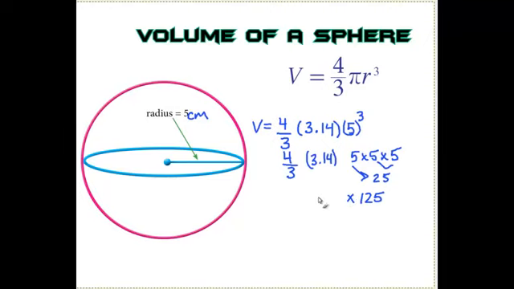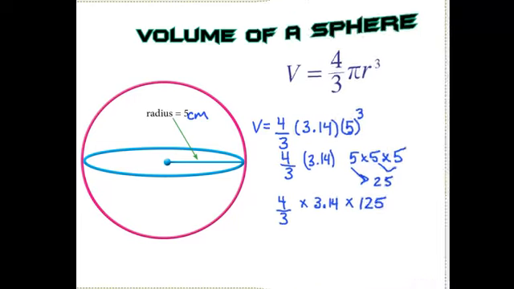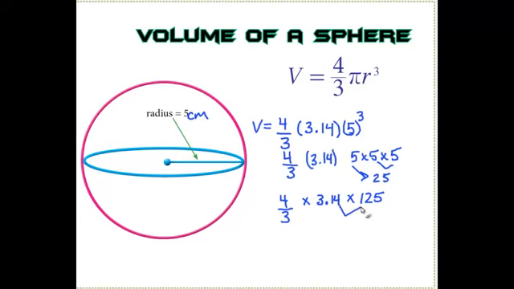And we bring down what we have left, and we'll just take these parentheses out. We have times 3.14. Whether it's in parentheses or the times sign, we know that this means multiplication, and then we're also going to have to multiply by this 4/3. So let's multiply 3.14 times 125, and that gives us 392.5.